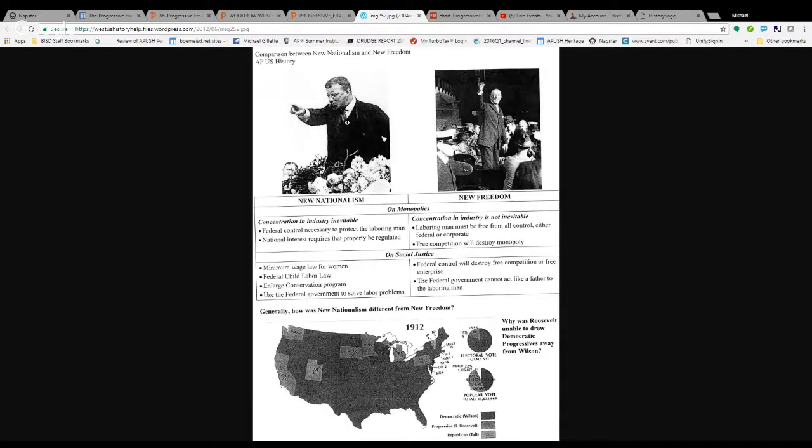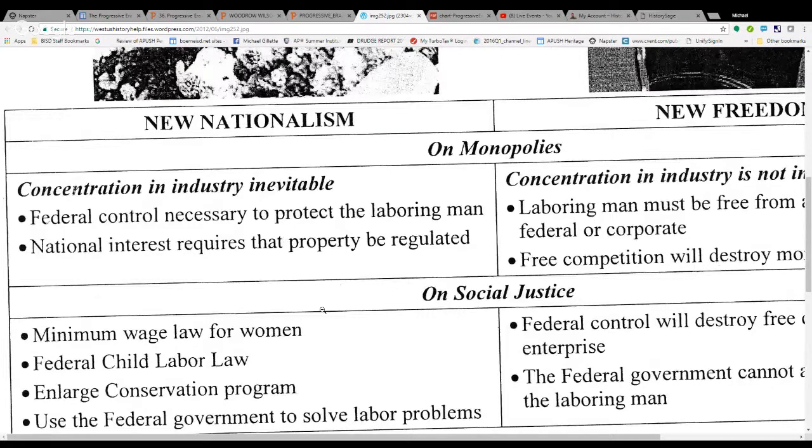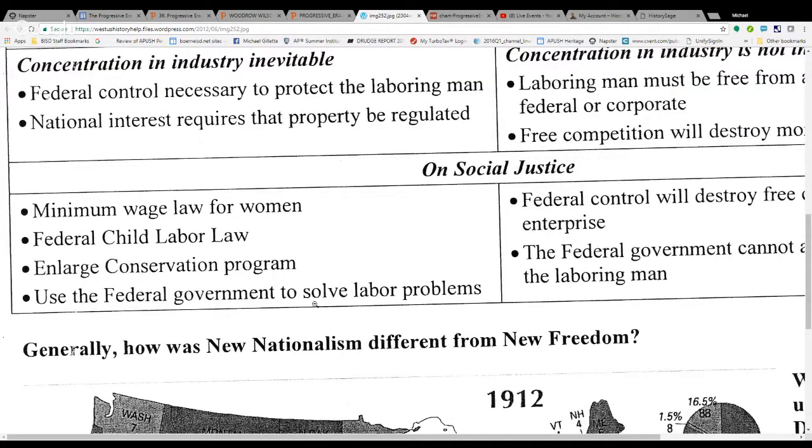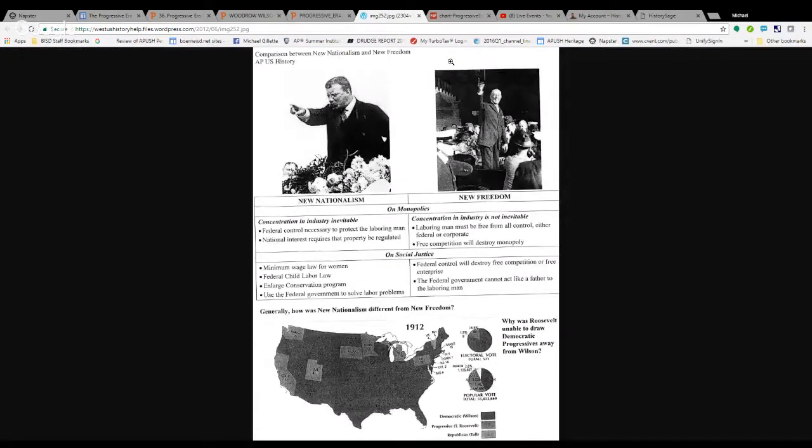His position under New Nationalism, as you can see here, says that concentration in industry is inevitable, and therefore federal control is necessary to protect the working man, and national interest requires that property be regulated. When it comes to social justice, New Nationalism meant that he supported a minimum wage law for women, a federal child labor law. He supported enlarging the conservation program and using the federal government to resolve labor problems. We will come back and look at this when we look at Woodrow Wilson.